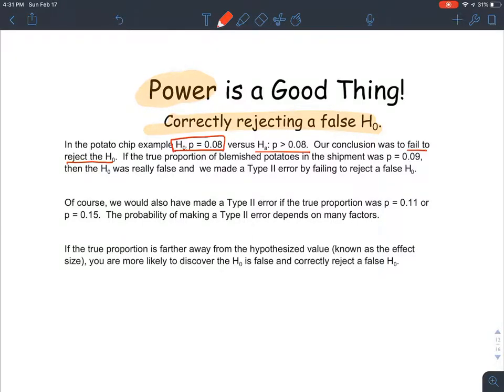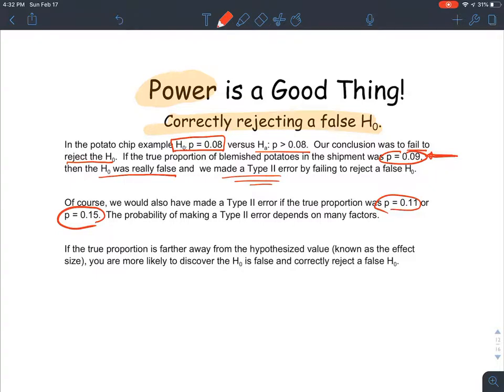If the true proportion of blemished potatoes in the shipment, though, was really 0.09, then the null hypothesis would really have been false. And that means that we would have made a type 2 error because we failed to reject a null hypothesis that was false. Okay? Now, this is just an if. We're just saying hypothetically, if the true proportion of blemished potatoes was 0.09, then we would have made a type 2 error. Okay? Now, we also would have made a type 2 error if the true proportion of blemished potatoes was 0.11 or 0.15.